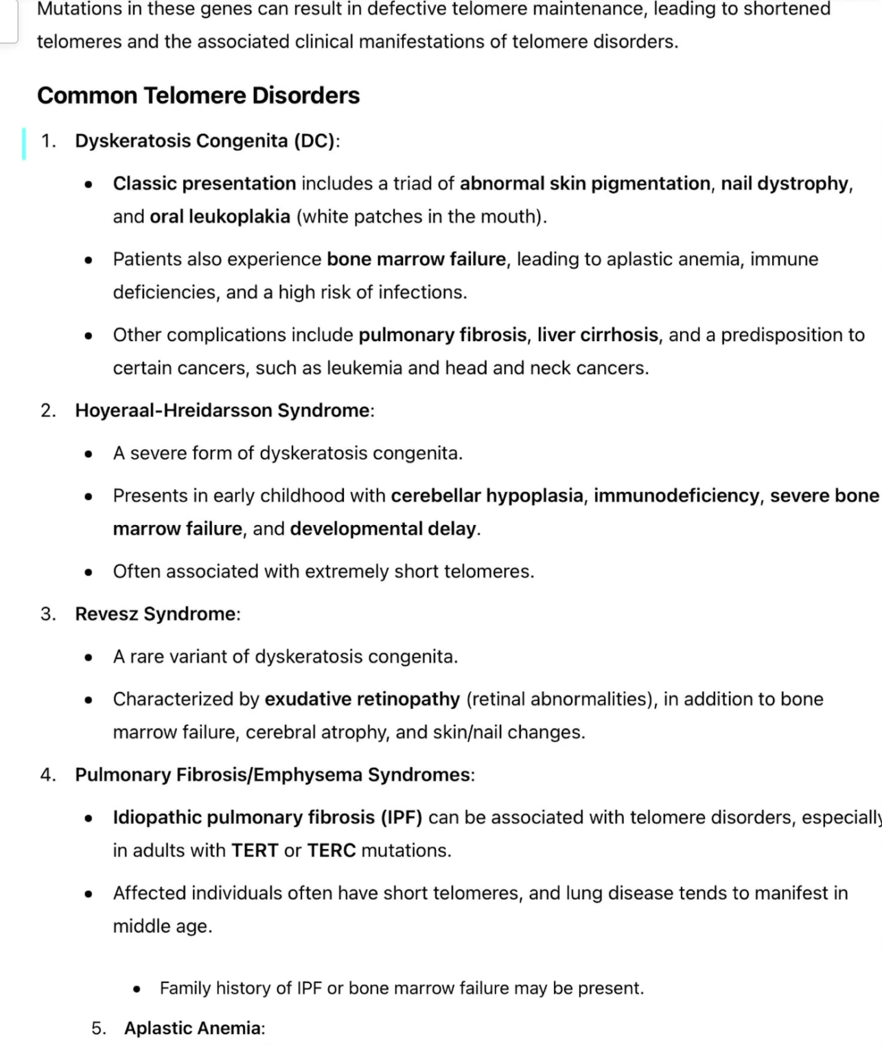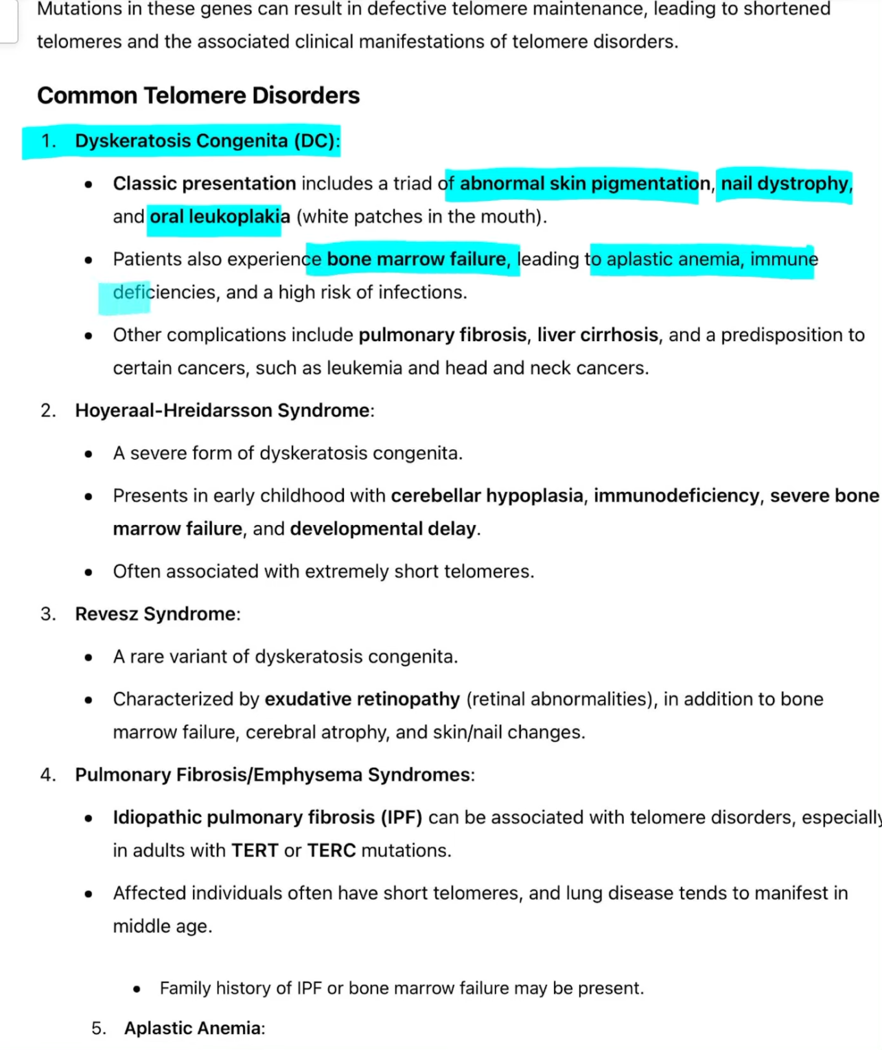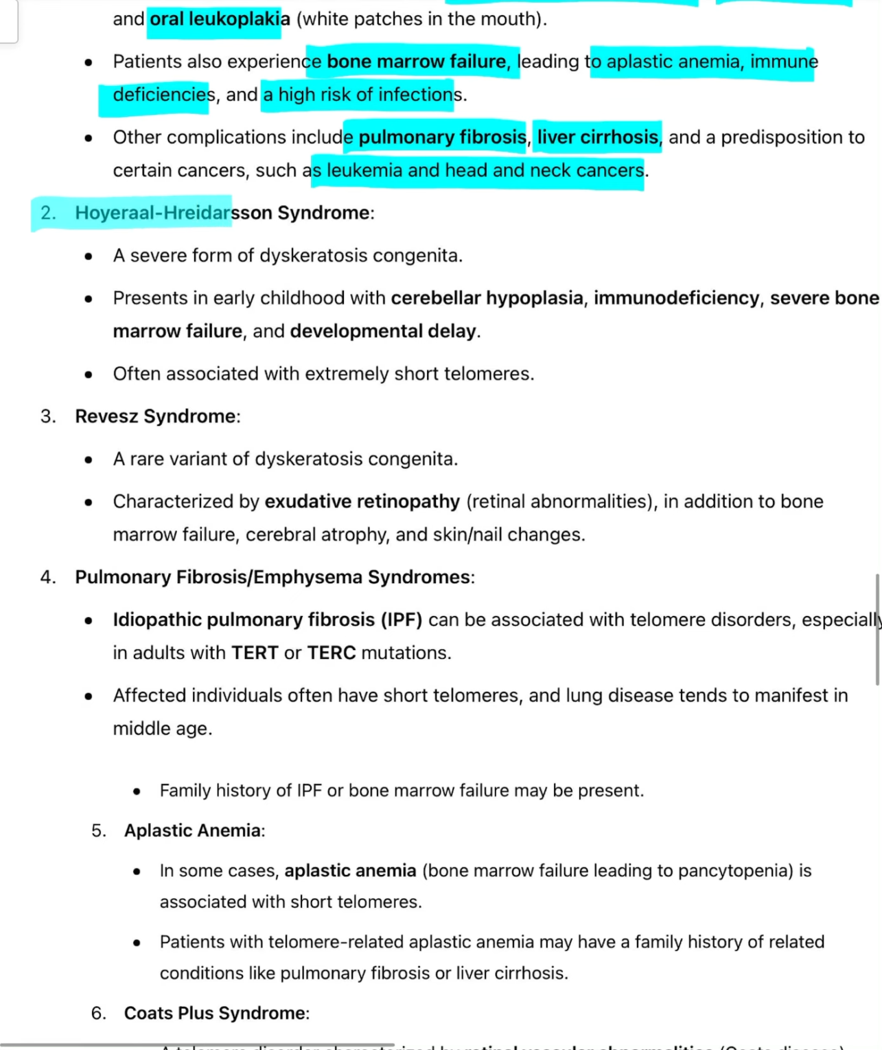First one, dyskeratosis congenita, which was the first disorder identified in this category of telomere disorders. The classical presentation triad is abnormal skin pigmentation, nail dystrophy, and oral leukoplakia. Other than this, symptoms of bone marrow failure can be there: aplastic anemia, immune deficiency with high risk of infections, pulmonary fibrosis, liver fibrosis, and certain cancers like leukemia, head and neck cancers and so on.